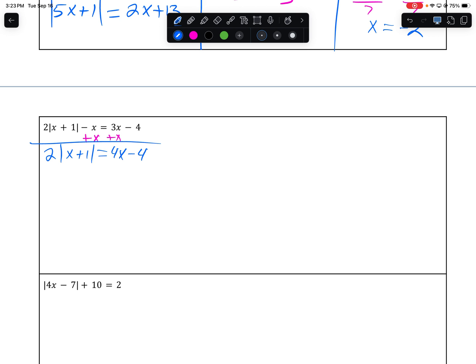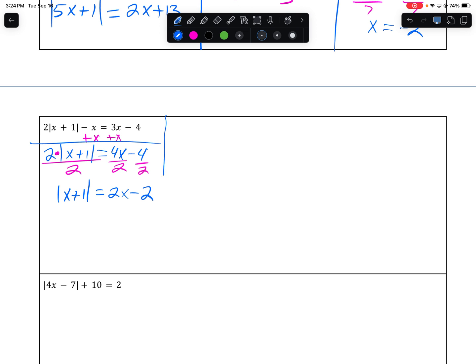What's the next step? You divide by 2. Got to divide that 2 out, right? Because it's 2 times the absolute value. Again, show that divide 2 on all the parts. So I had a kid last period say, why don't you divide the 2 into the absolute value? Because 2 over 2 is 1. So we're just left with the x plus 1 on the left side, right? So that's why you just divide what's in front. So we get absolute value of x plus 1 equals 2x minus 2.